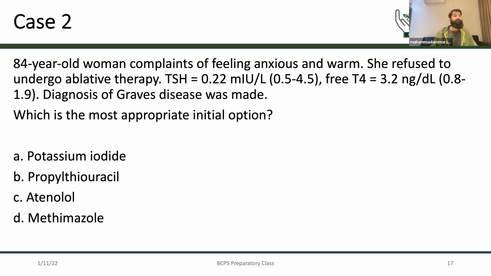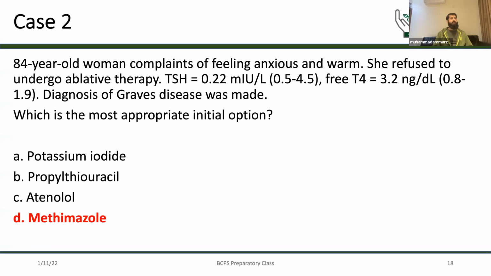So if you are thinking about methimazole, you are right, because we already discussed that there are two options, methimazole and propylthiouracil. But methimazole is preferred over propylthiouracil because of safety. Propylthiouracil has severe hepatotoxicity associated with it, so we will consider methimazole.